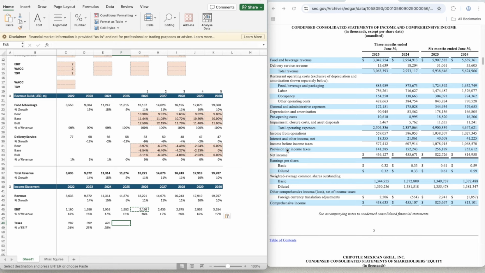Then the taxes. Again, if we take 476 divided by 253.6, that's 1.8, let's do 1.88. 256.189 multiplied by 1.88. So again, it's about 25-ish% tax.